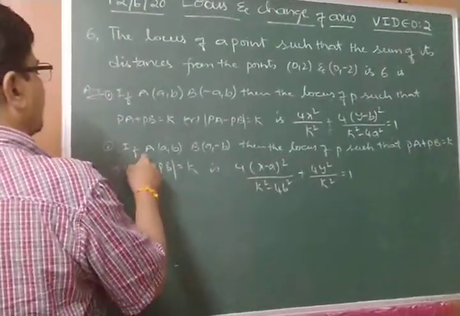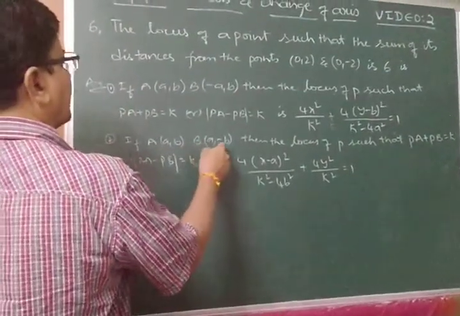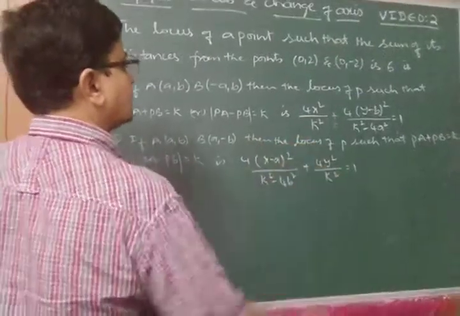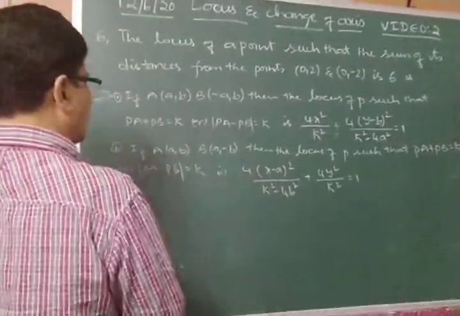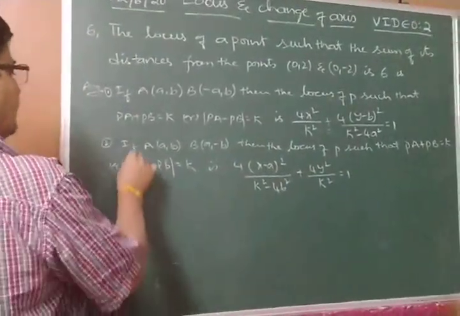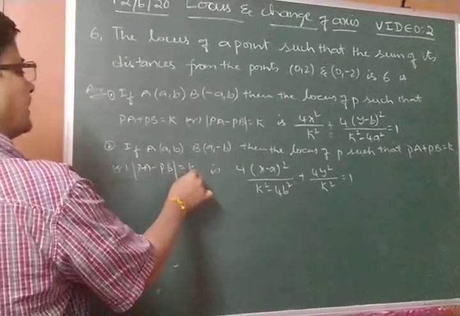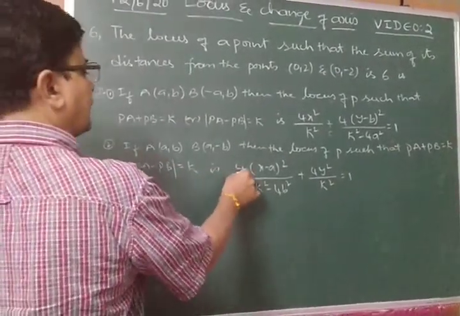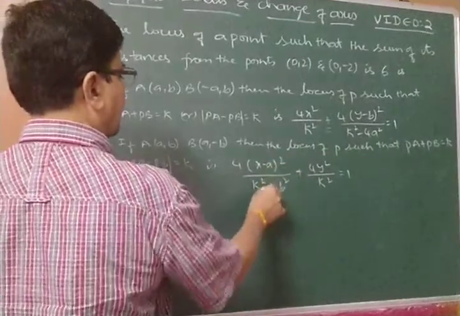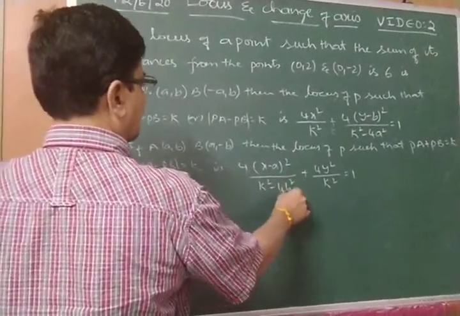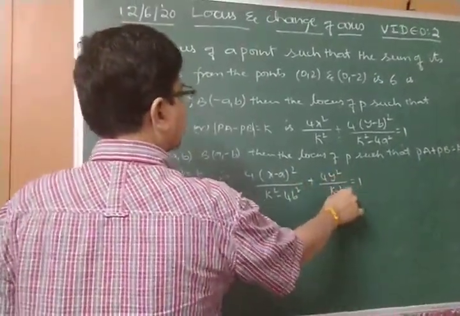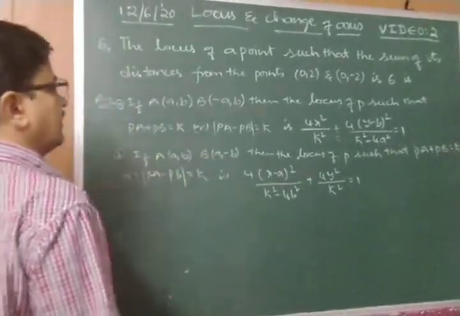Or another one is (a, b) and (a, -b). Then the locus of P such that PA + PB = k, or |PA - PB| = k, is 4(x - a)² by (k² - 4b²) + 4y² by k² = 1.